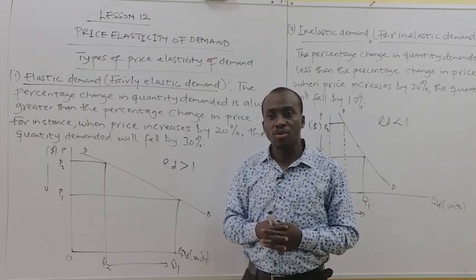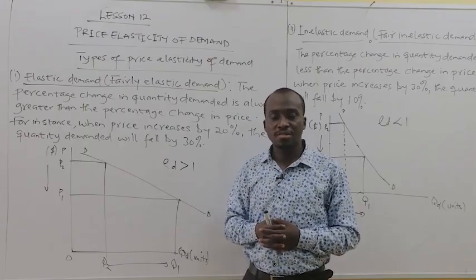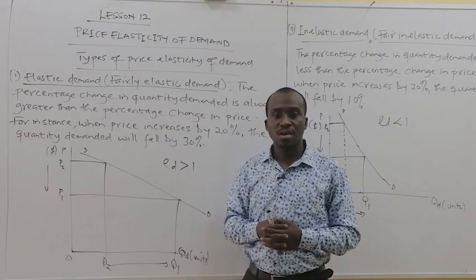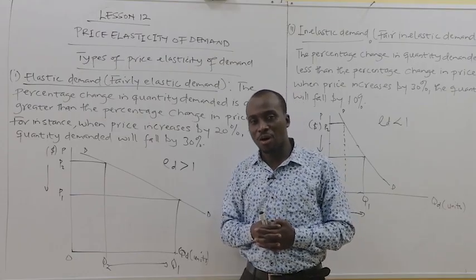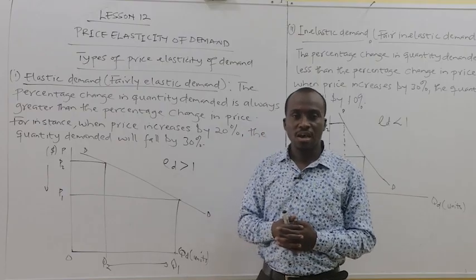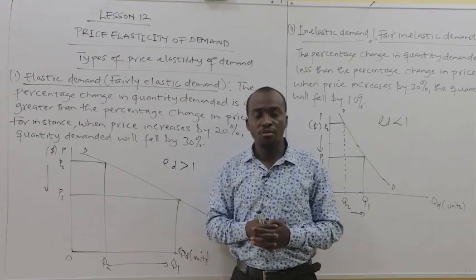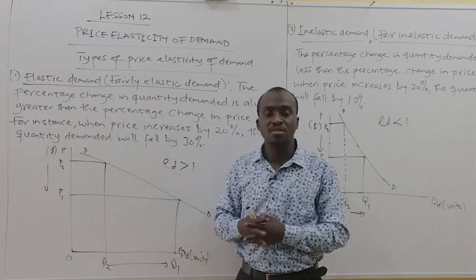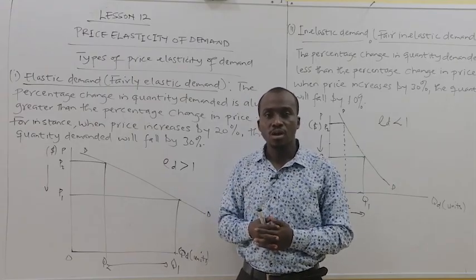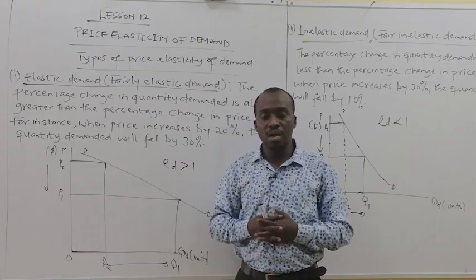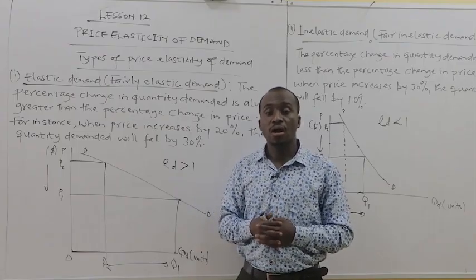A typical example in Ghana, for instance, about 6 years ago, we have Coca-Cola and Pepsi. Coca-Cola increased its price from I think 1 cedi to 1 cedi 20 pesewas, and the price of Pepsi was the same. A lot of people stopped buying Coca-Cola for programs and shifted to buy Pepsi. Why? Because they felt that they can use Pepsi in place of Coca-Cola.